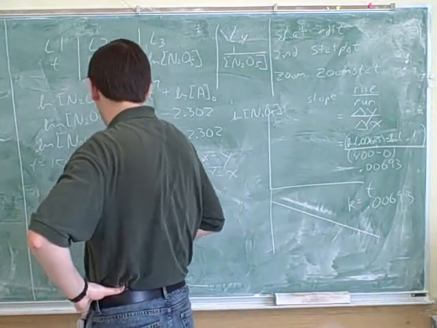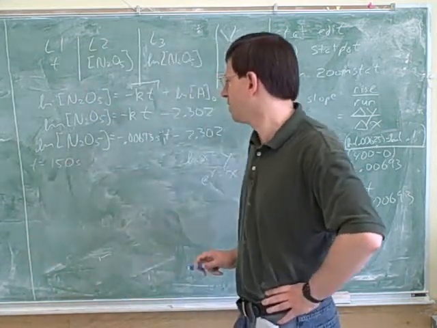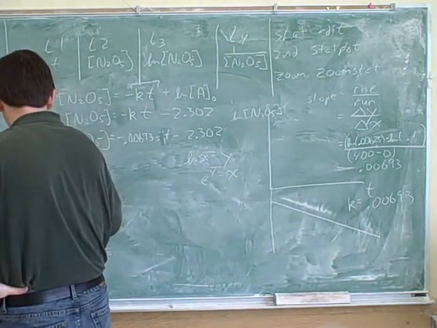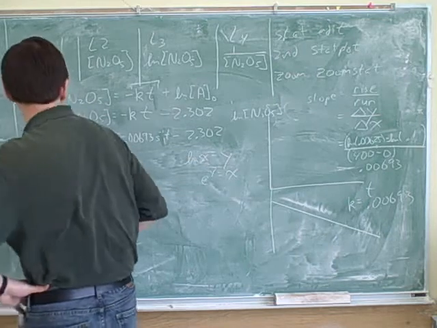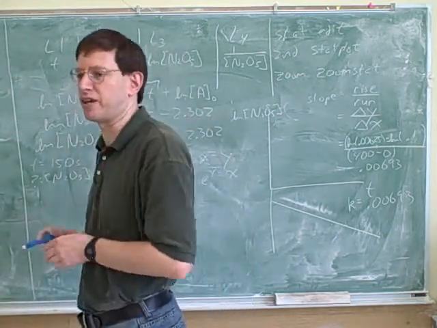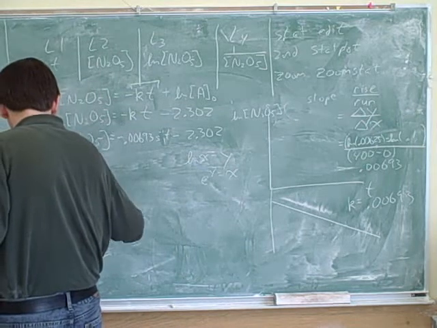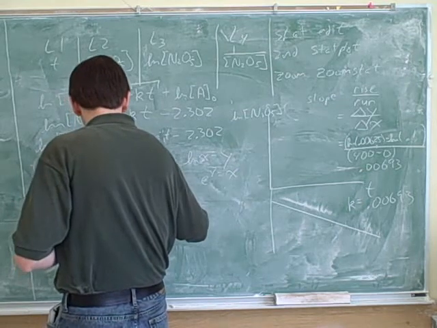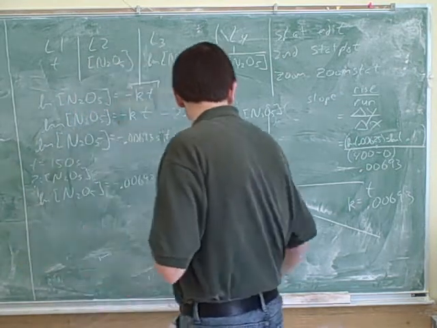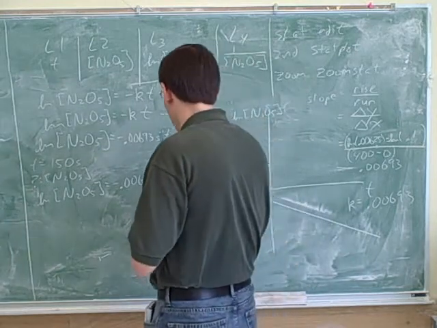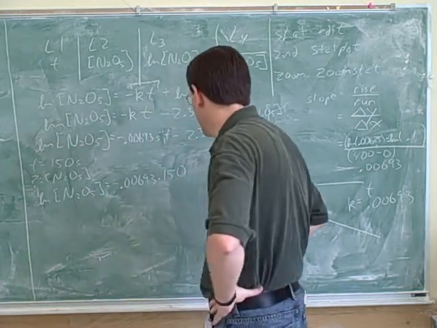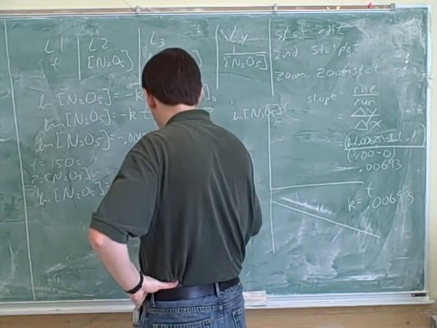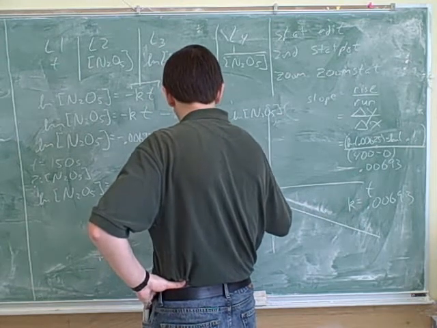Okay, so how can we figure out how much N2O5 we would have after 150 seconds? Just plug it in to the equation. Okay, so let's do that. That's the whole purpose of rate expressions. So let's answer those questions. So I'll plug in negative 0.00693. What should I plug in for t? 150. Right. And we've already figured out the y-intercept.